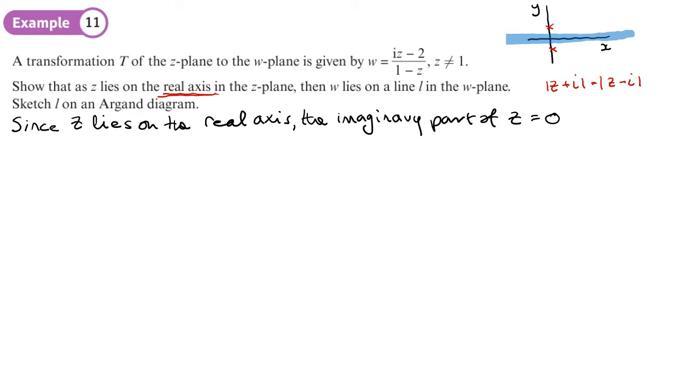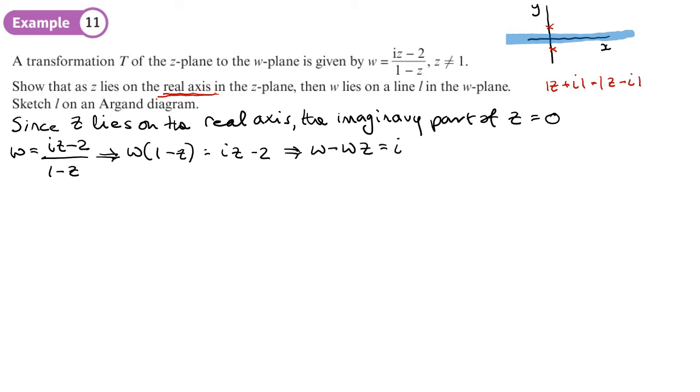Okay, so we haven't got an equation as such. What we know is the imaginary part of z is 0. So let's start with our transformation. And the first few steps are all the same as what we've done before. So rearrange it to make z the subject. So we'll have w and then 1 minus z equals iz minus 2. Expand the brackets. w minus wz equals iz minus 2.